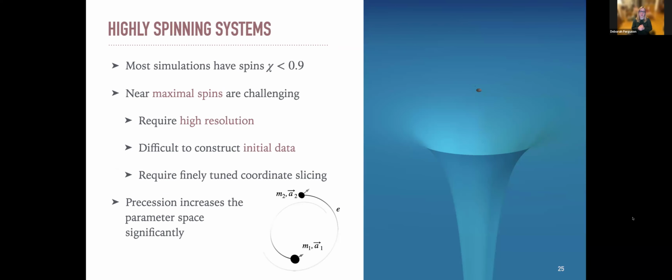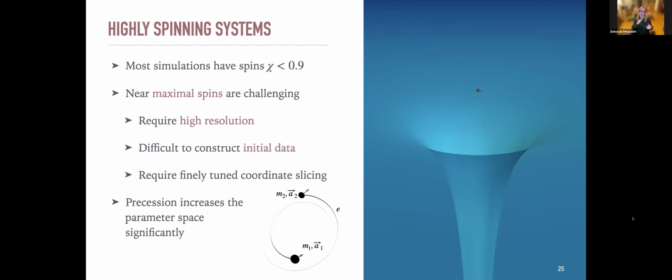Similarly, highly spinning systems. Most of our simulations have spins up to 0.9. I'd say most are even only up to 0.8. Near maximal spins are challenging. So running 0.99, et cetera, is very hard. It also requires really high resolution. And it's also difficult to construct the initial data accurately. And once again, it requires finely tuning your gauge choices in order to make this work. This is something people have solved, but it's definitely challenging, more challenging simulations to perform.